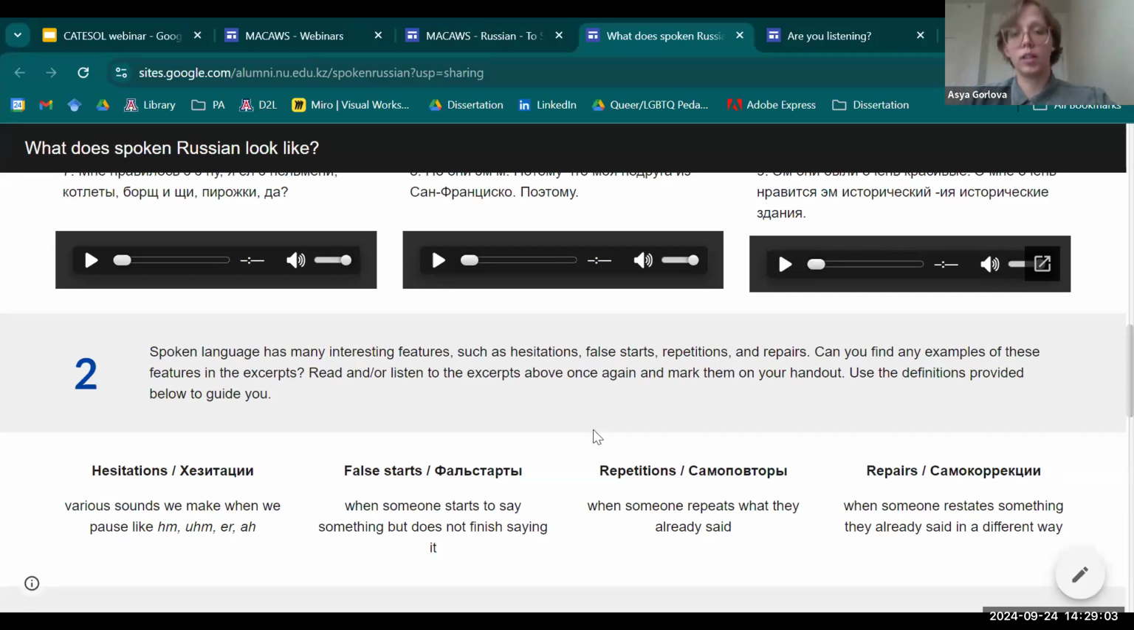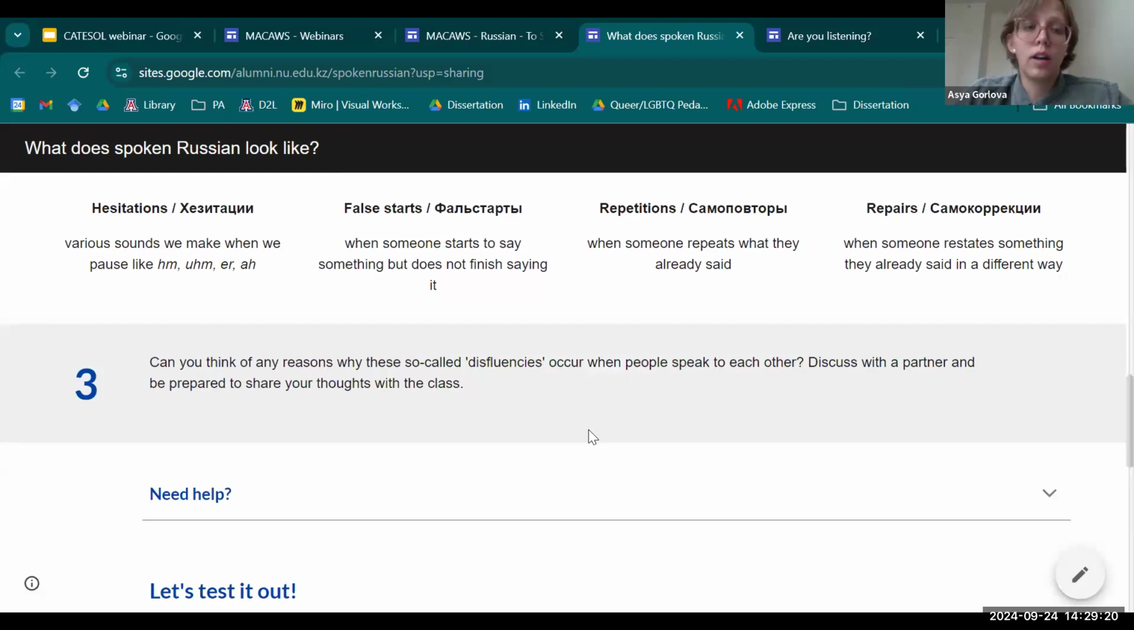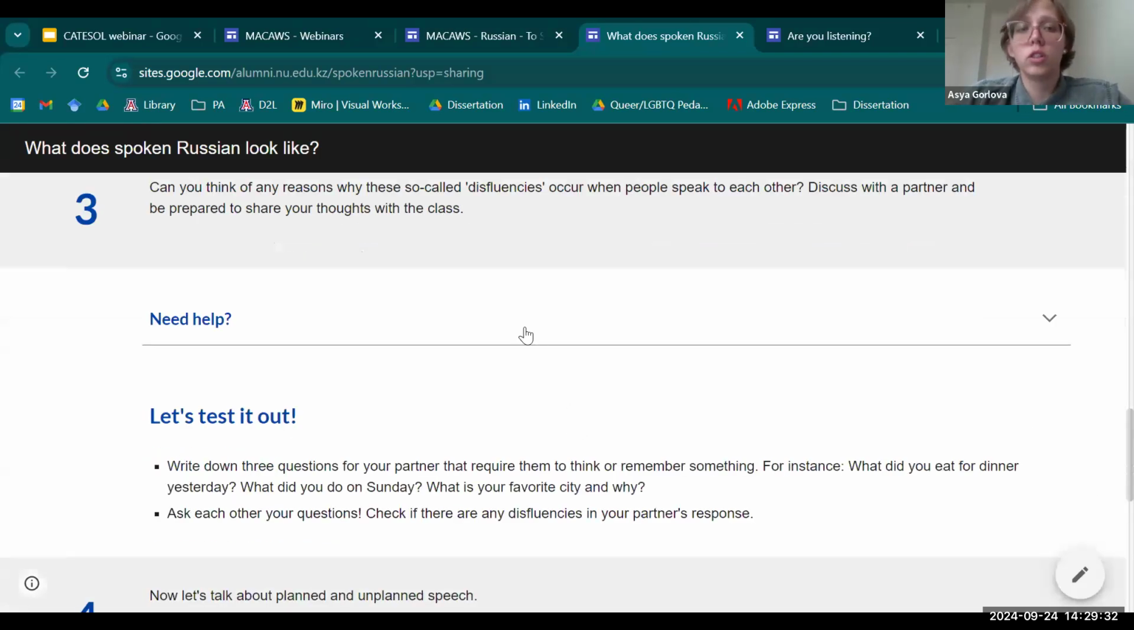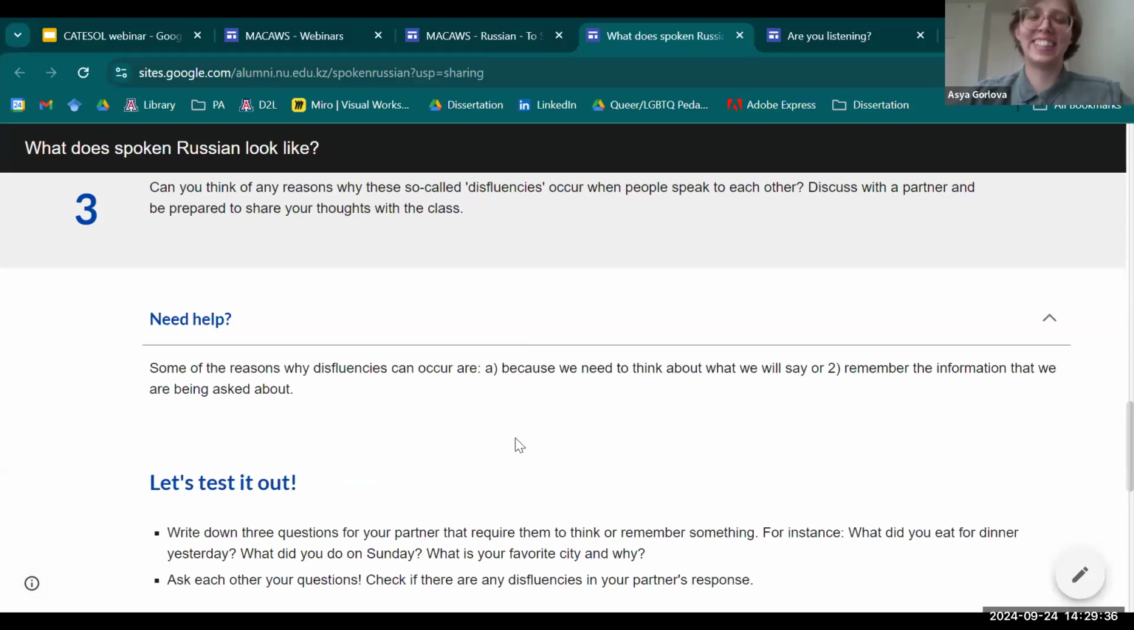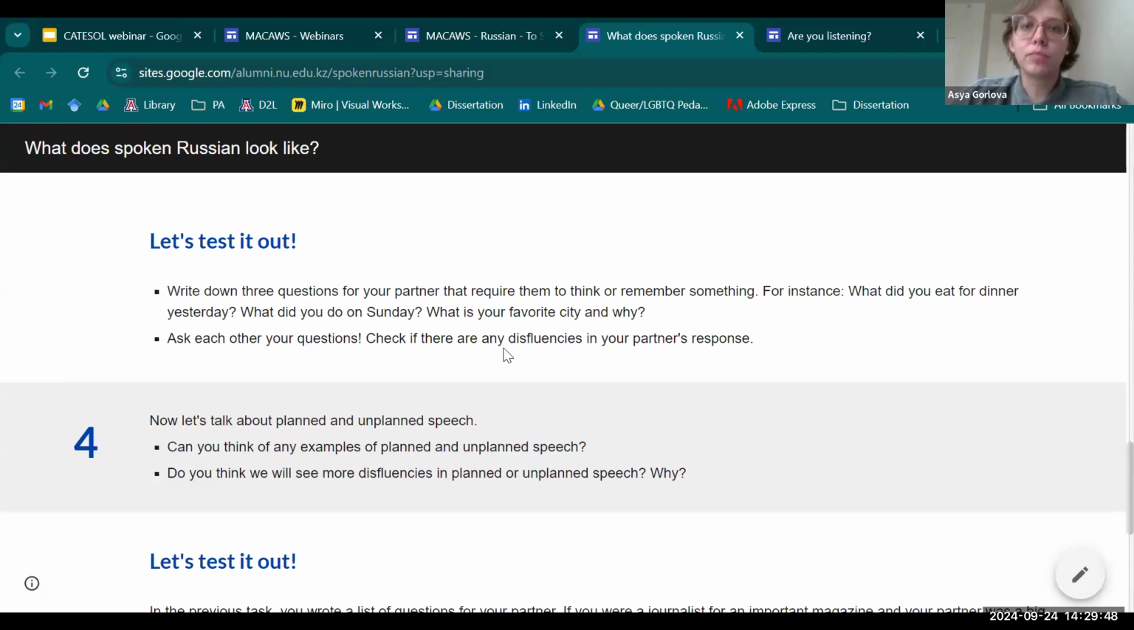And students, who also have a handout for this, go through the text in Russian and try to determine which feature is represented in the text and how it's represented. Then students are asked to think about those disfluencies and why they occur when we speak to each other and share what they think. If students need help, there are also answers to the question, and teachers can use this to guide the discussion if it's hard. And then students are asked to practice a little bit by asking each other some questions and noticing disfluencies in their partner's response.